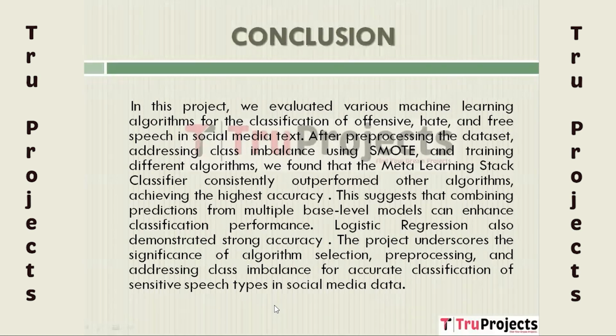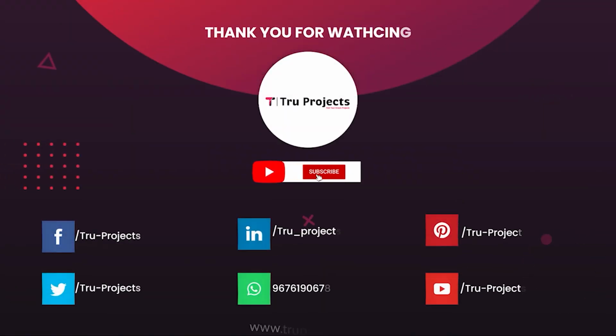Conclusion. In this project we assessed a range of machine learning algorithms to categorize offensive, hate and free speech in social media text. By pre-processing the dataset and rectifying class imbalance through SMOTE, we discovered that the meta-learning stack classifier consistently excelled, attaining the highest accuracy. This indicates that amalgamating predictions from base level models enhances classification performance. Logistic regression also displayed robust accuracy. The project emphasizes the importance of algorithm choice, pre-processing and managing class imbalance to precisely classify sensitive speech forms in social media data.